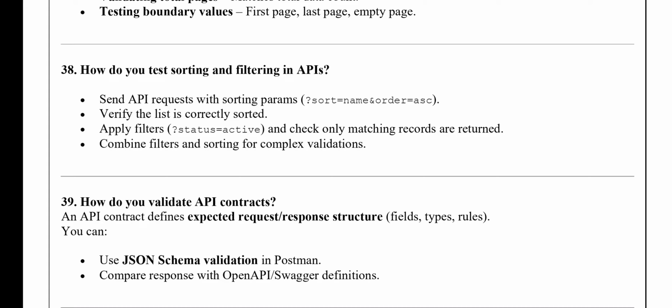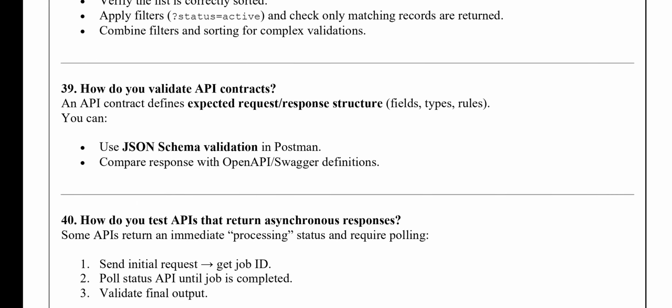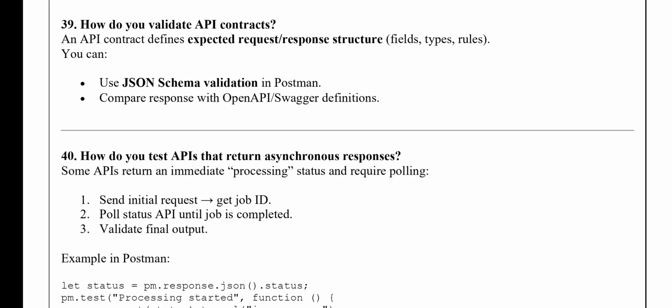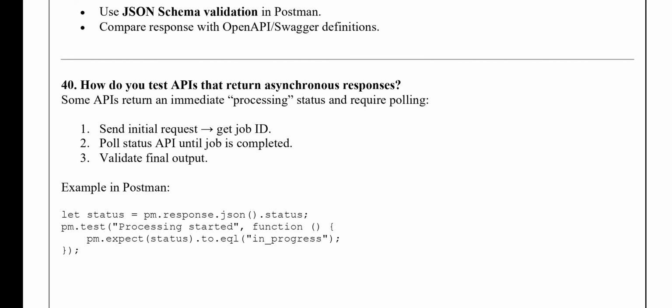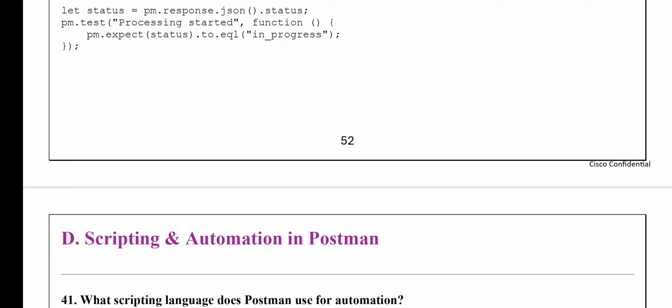How do you test sorting and filtering in APIs? How do you validate API contracts? How do you test APIs that return asynchronous responses?